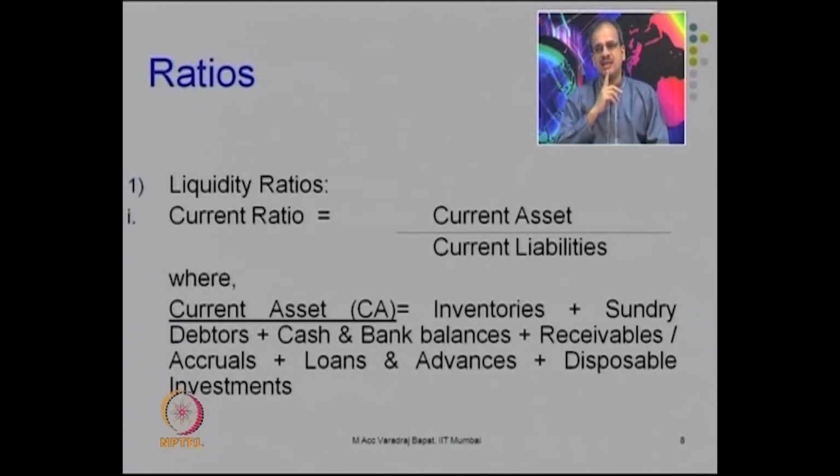This is about the liquidity ratios. One of the most important liquidity ratios is current ratio, which is a relationship between current assets upon current liabilities. You all know what is current assets and what is current liability. So this ratio helps you to find out, does the company have enough current assets to pay for its current liabilities. So the first important ratio for liquidity is current ratio.